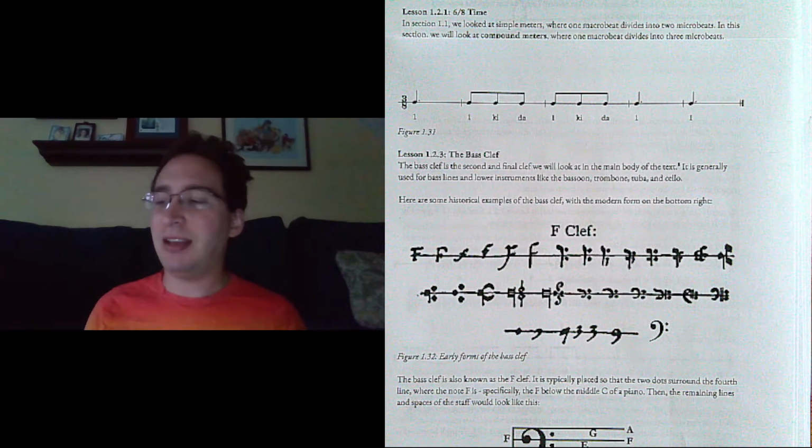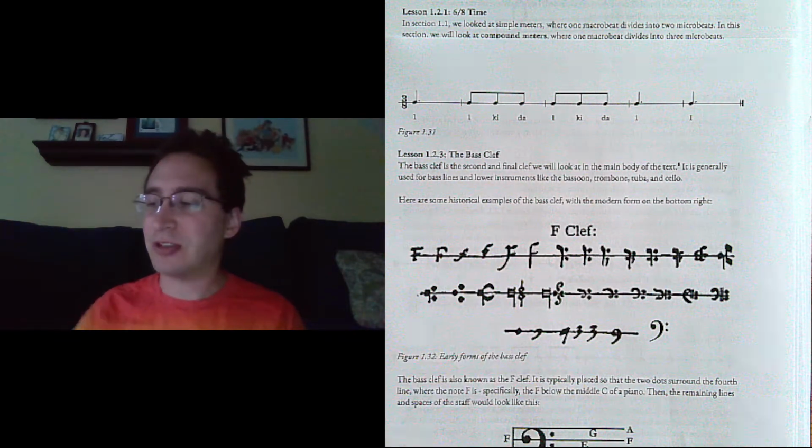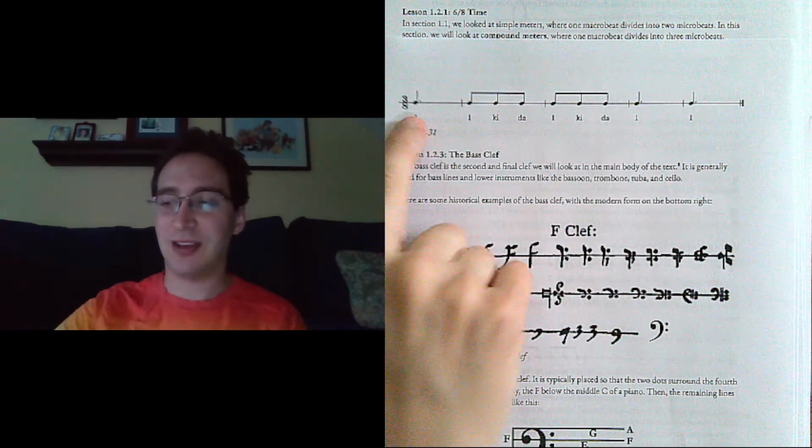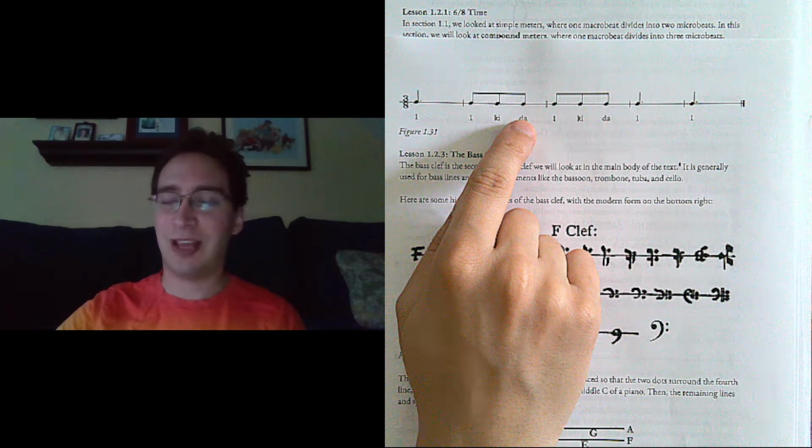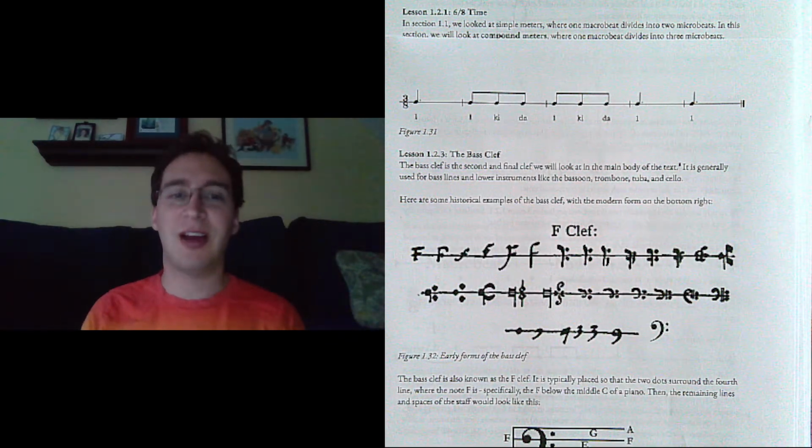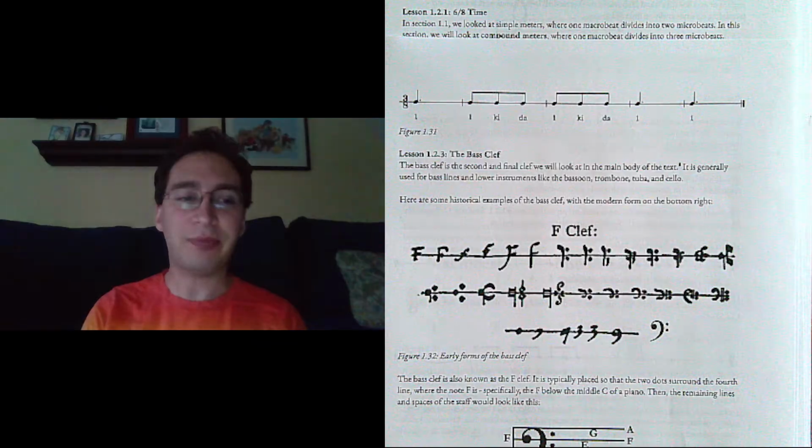There aren't that many different measure types that we can have at this point, because it could be a dotted quarter note, or 3 eighth notes, or dotted quarter rest. Those are your only options right now.